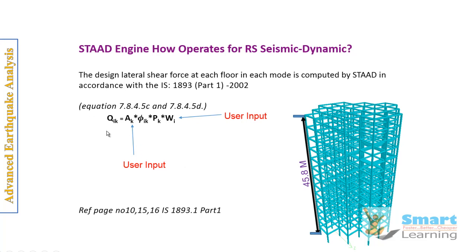This formula has two different sides, left side is Qik and right side is Ak multiplied by phi ik multiplied by Pk multiplied by Wi. So user needs to input these two factors, Ak and Wi. So what is Ak, what is Wi, what is Pk? All these details you can see by referring to the code, clauses 10, 15 and 16.